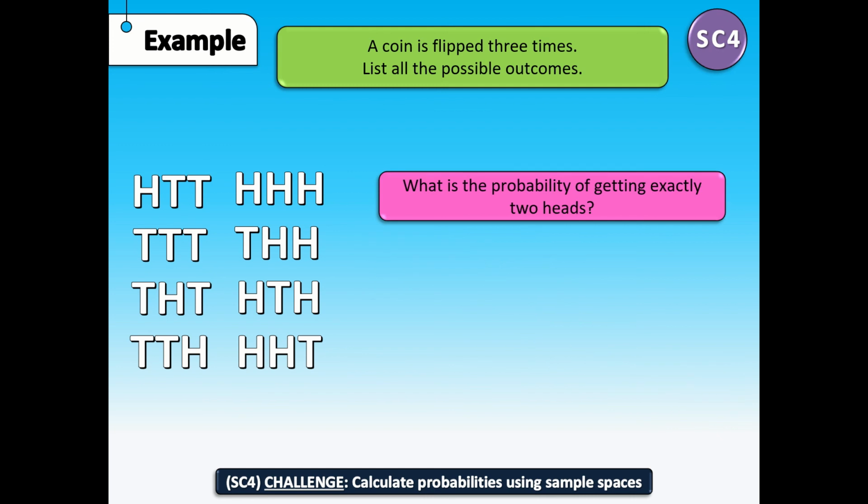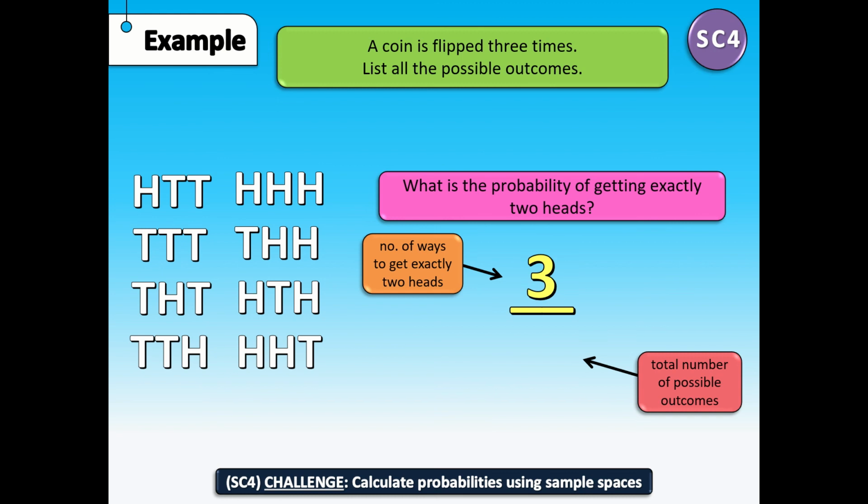What is the probability of getting exactly 2 heads? So we need to have a look at how many different combinations have exactly 2 heads in them. And the answer is 3. We can get a tails, then 2 heads, a head, a tails, then a head, or 2 heads and then a tails. And again, it's out of 8. So the answer is 3/8.